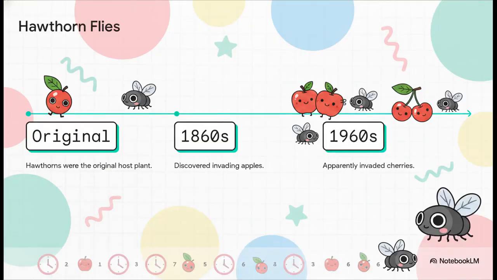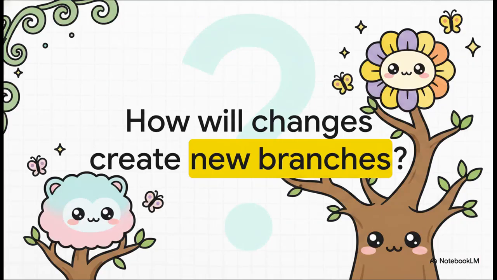Look at this incredible timeline of the Hawthorn fly. It's a remarkable example of sympatric speciation happening right before our eyes. Originally, these flies only used hawthorn trees to mate and lay eggs. But in the 1860s, a population shifted and invaded apple trees. Then, a century later, in the 1960s, they invaded cherry trees. Because apples, cherries, and hawthorns all produce fruit at slightly different times of the year, the flies literally stopped interacting. Living in the exact same area, their biological clocks shifted to match the fruit, diverging into entirely new species in real time. Unbelievable, right?